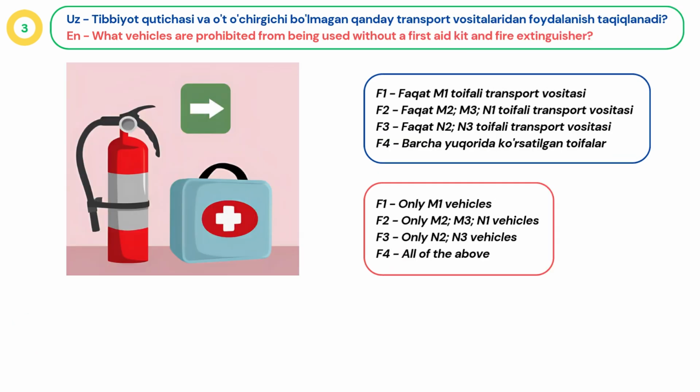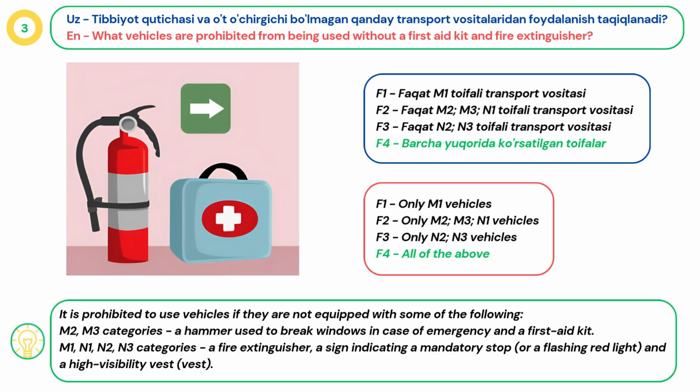What vehicles are prohibited from being used without a first aid kit and fire extinguisher? It is prohibited to use vehicles if they are not equipped with some of the following. M2, M3 categories: a hammer used to break windows in case of emergency and a first aid kit. M1, N1, N2, N3 categories: a fire extinguisher, a sign indicating a mandatory stop or a flashing red light, and a high visibility vest.